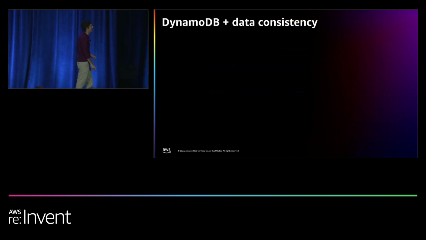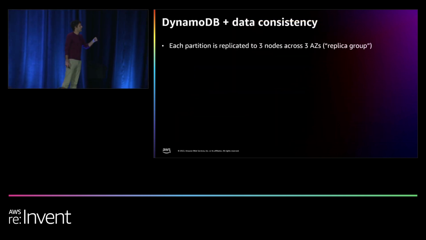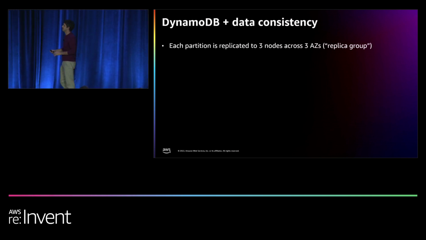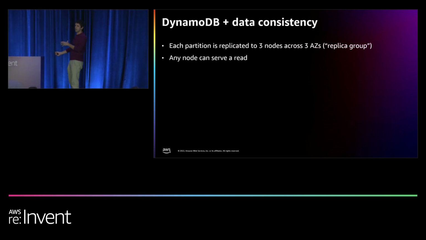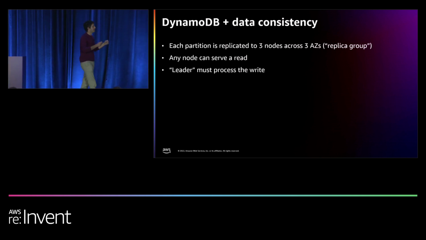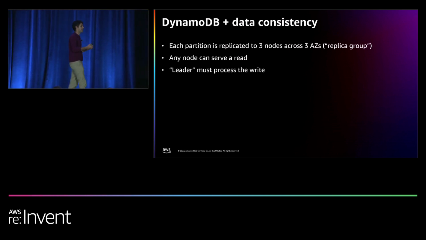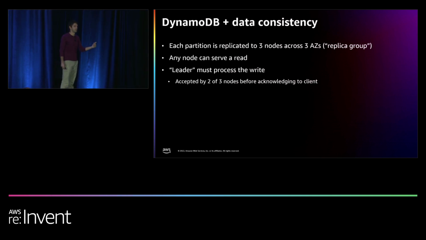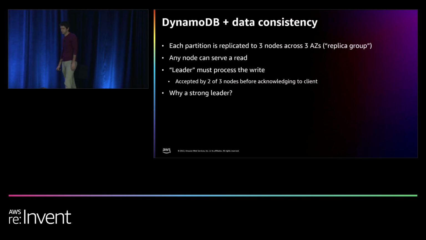So Dynamo does have that. Again, just to cover what's going on here, each partition is going to replicate across 3 nodes, across 3 AZs. This is called a replica group. Any node can serve a read by default, but the leader has to process that write. And when that leader's processing that write, it's going to make sure that 2 of the 3 nodes have written it, so at least one of those replicas as well.